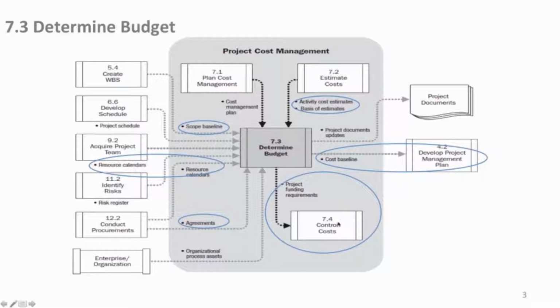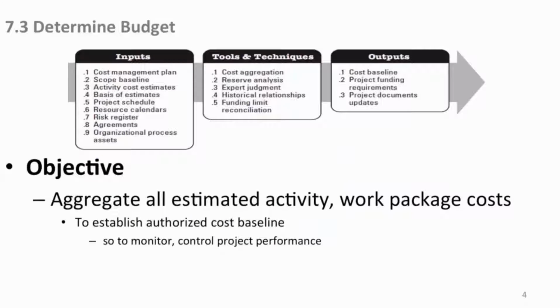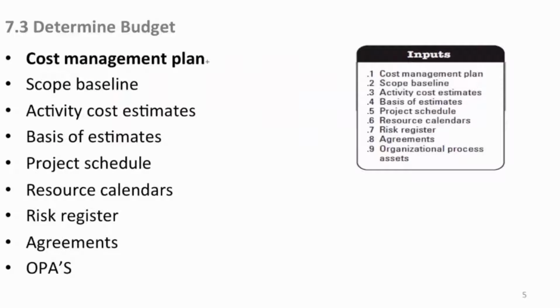And of course, the project funding requirements, as you can see, pump directly into controlling your costs, which is what it is. You need to control it according to your plan and have money available to pay when needed. So, determine the budget, the objective. And the word aggregate we're going to see here a few times now. We're going to aggregate all of the estimated activity and the work packages costs up to control accounts, so that those are used to determine your project funding requirements for the entire project. And to establish the authorized cost baselines, you can monitor it in a good manner and control project performance.